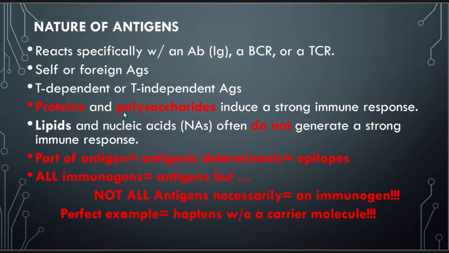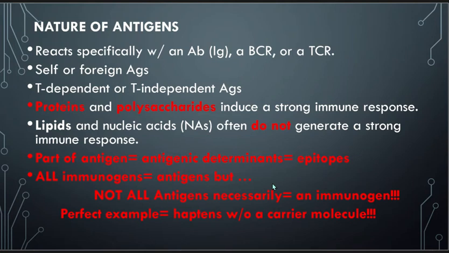So going back to antigens, we talked about what an antigenic determinant was. An immunogen is specifically an antigen that's going to induce an immune response. So it has to be able to mount a response, which not all antigens are capable of doing.